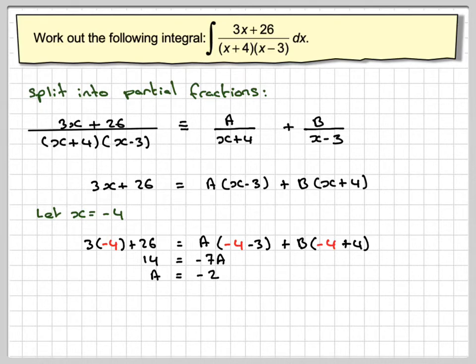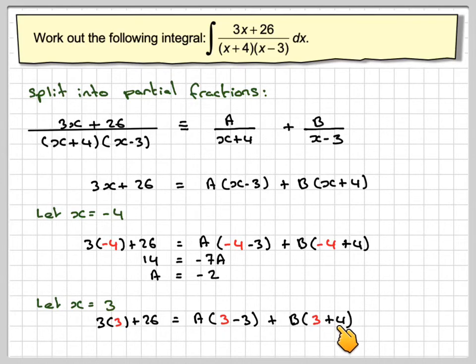Right, you could pause the video now to see what you need to put this equal to in order to make it equal to 0. You should be letting x equal to 3. So on the left-hand side, you're going to get 3 times 3 plus 26 is equal to A(3 - 3) plus B(3 + 4). This gives you 35 is equal to 7B, and therefore B is equal to 5.